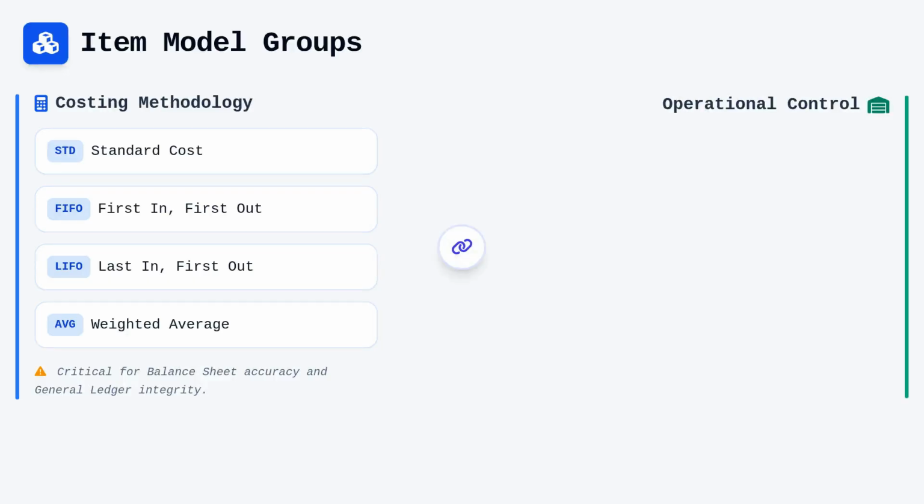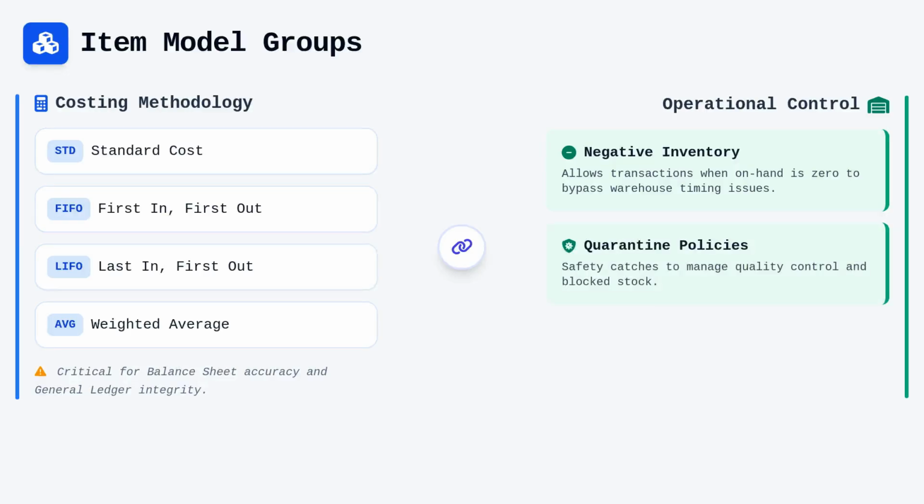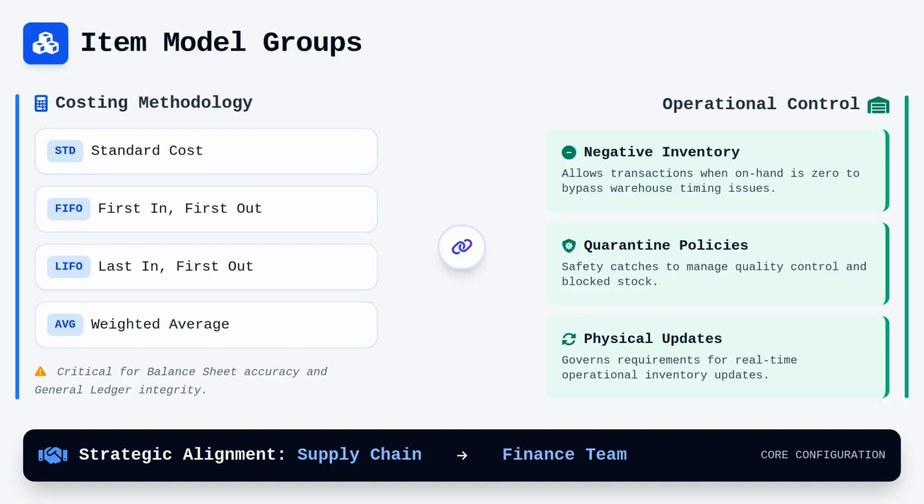Furthermore, the item model group parameters determine whether you allow negative physical inventory, which essentially allows transactions to proceed even if the current on-hand quantity is zero, often used to bypass strict timing issues in busy warehouses. You also manage quarantine policies and physical update requirements here, which act as safety catches for your warehouse operations. Managing these groups requires a close partnership with your finance team, as the choices made here represent the core intersection between supply chain activities and general ledger integrity.